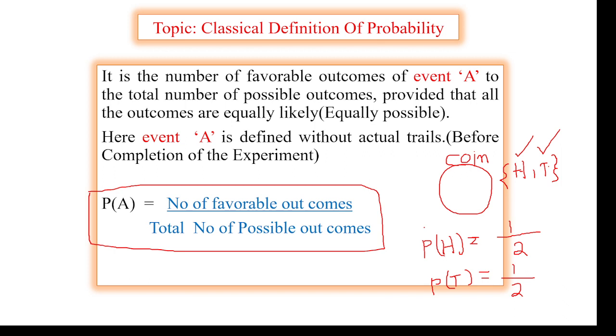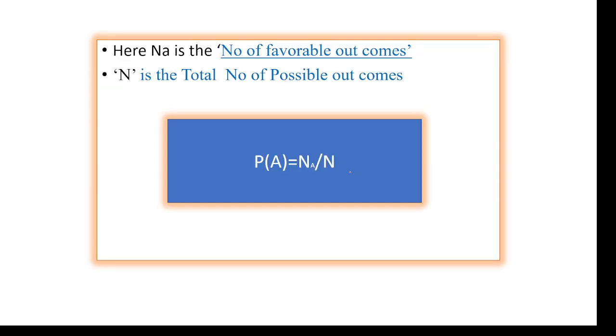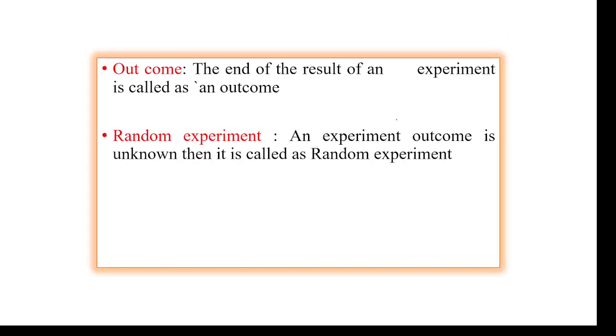How much chance is there to get the outcome if you consider an experiment is called probability. So this is the theoretical formula: probability of A equal to NA by N. Here NA is the number of favorable outcomes. Here N is the total number of outcomes if you consider any experiment. So finally, outcome means the final result if you consider any experiment.